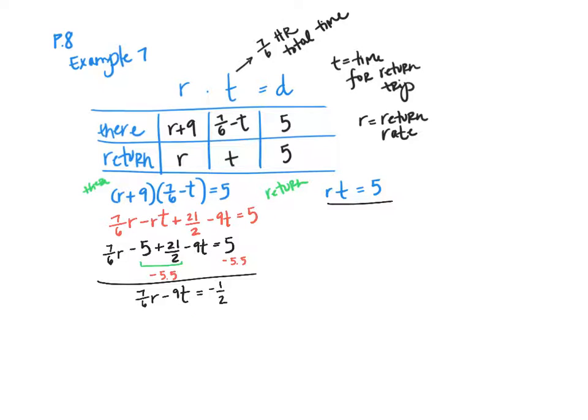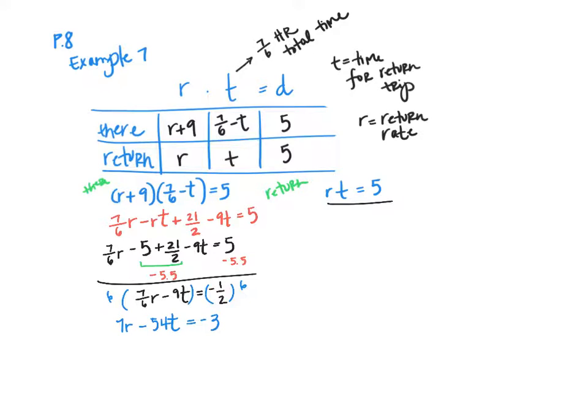Well, now you could get rid of fractions if you want to. You could multiply everything by 6. Since we've been dealing with that, I went ahead and did that to see what my equation is going to look like. So it looks like I've got 7R minus 54t equals negative 3. Well, I still have two equations that have two variables, so I'm going to have to do a little bit more. I went to that second equation, RT equals 5, and decided I wanted to get the t by itself.